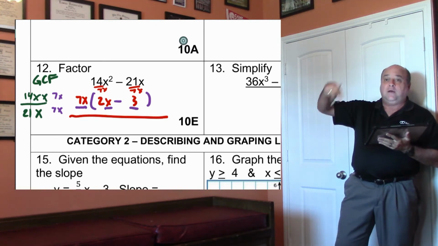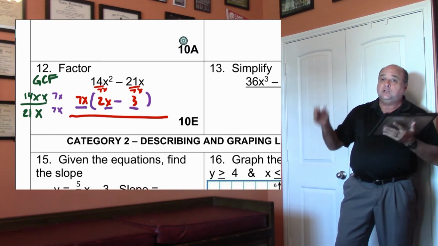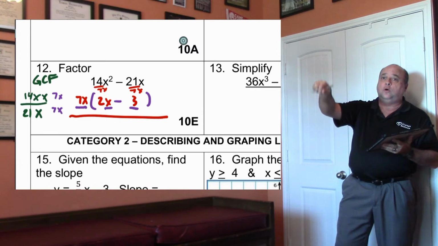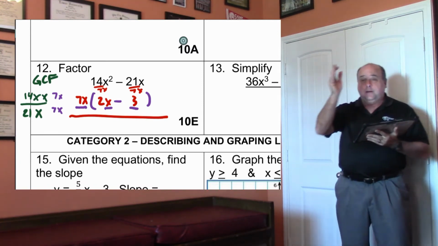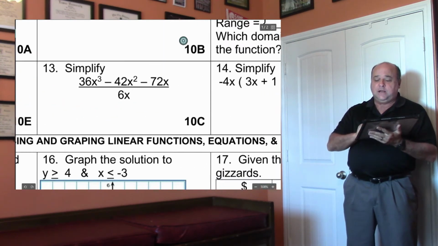If you were to multiply that, you would go back up to the problem. So basically, when we factor a polynomial, we're undoing the distributive property. And that's not that easy. Now then go to 13.